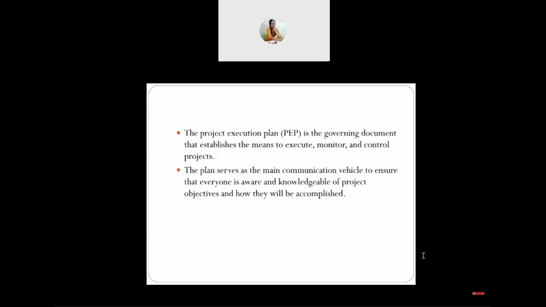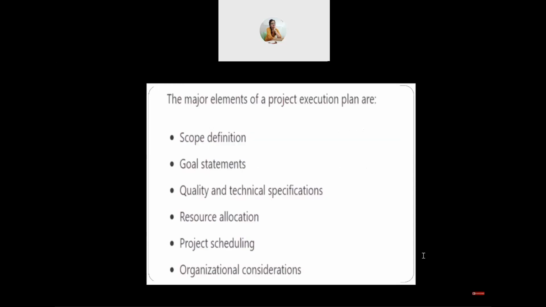The plan serves as the main communication vehicle to ensure that everyone is aware and knowledgeable of project objectives and how they will be accomplished. It's a kind of document जो हर team member को pass on किया जाता है so that उनको पता हो कि हमें क्या क्या objectives achieve करने हैं.